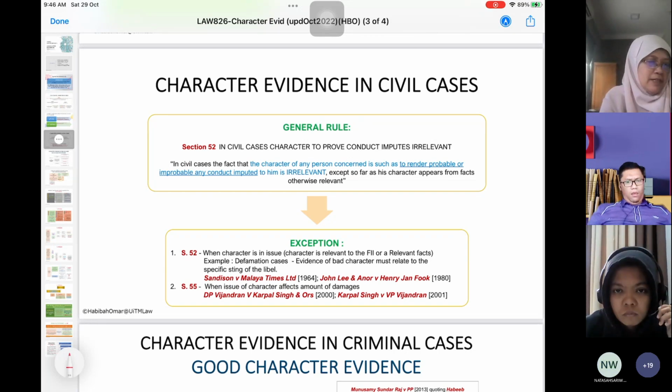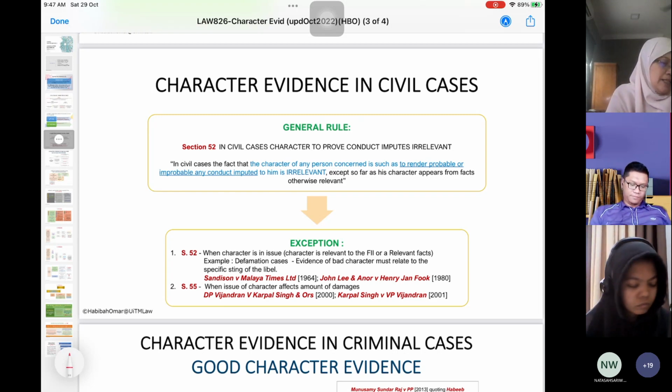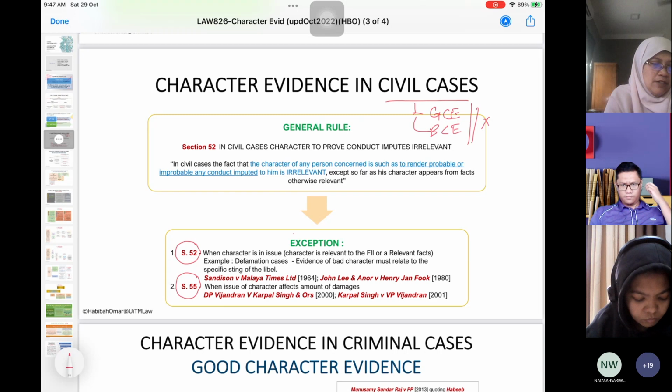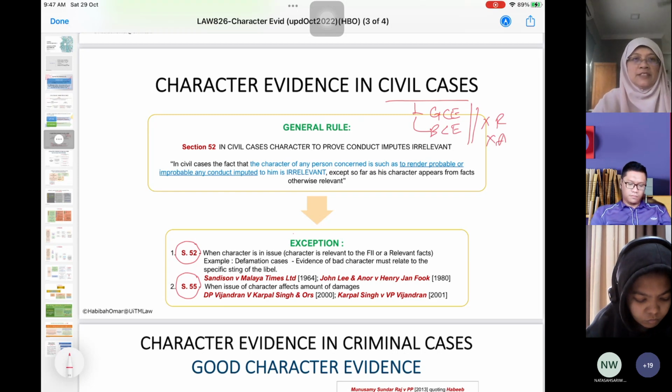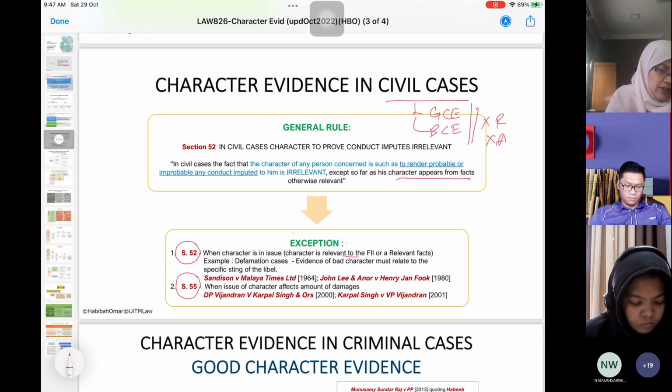Alright, I mentioned a little bit on character evidence in civil case. As a general rule, Section 52 dengan Section 55 adalah provision yang deal with character evidence in civil case. So dalam civil case, evidence of character, both good character evidence or bad character evidence is not relevant, not admissible, right? As a general rule dalam civil case, good or bad character evidence is not relevant, not admissible, okay?